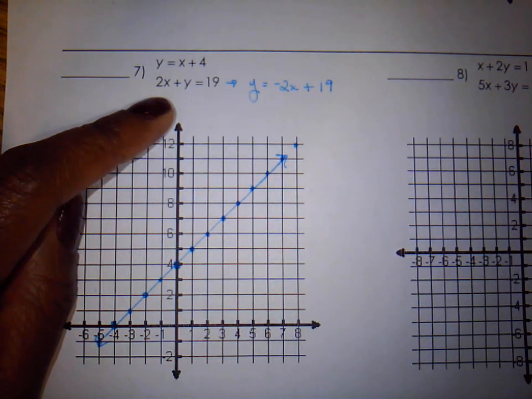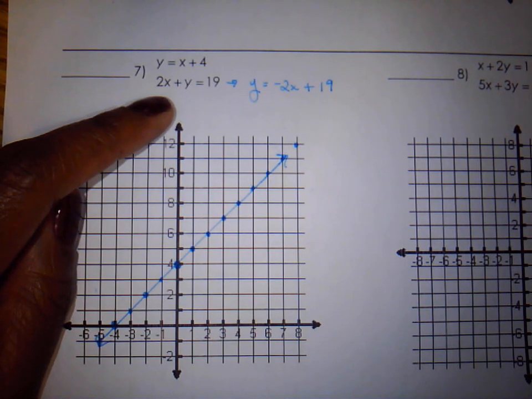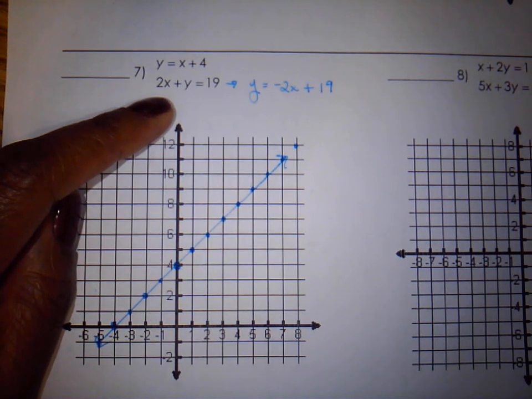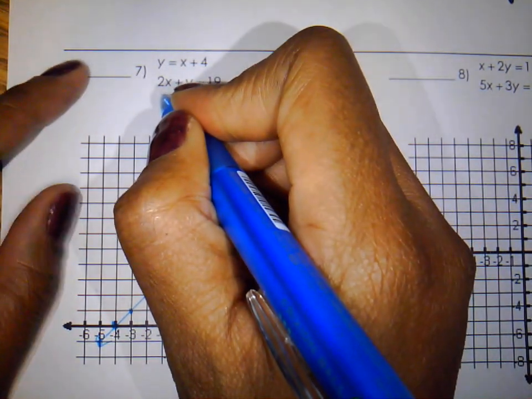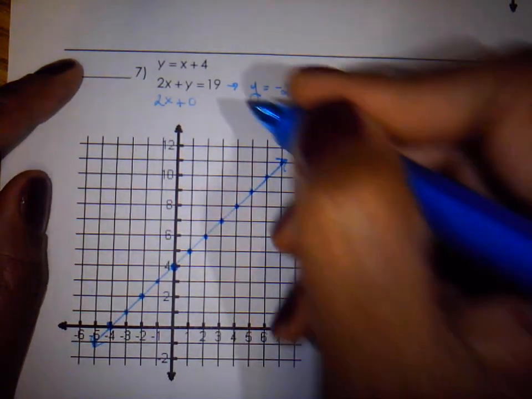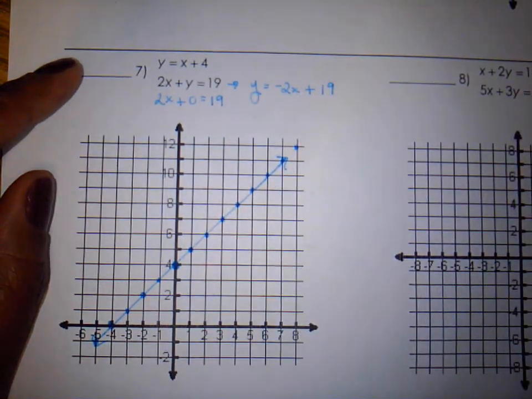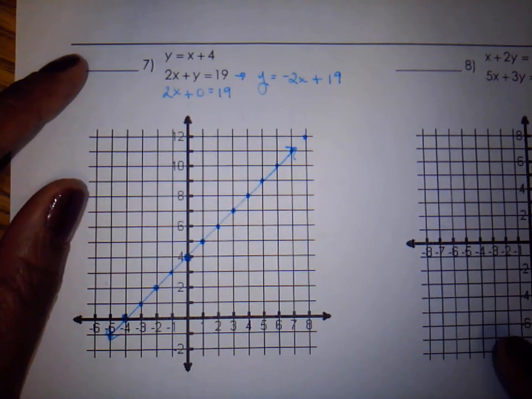In order to find the x-intercept, all you have to do is plug in 0 for y. To find the x-intercept, so that's where the line crosses the x-axis, right? What did I just say? To find the x-intercept, plug in 0 for what? Y. Okay. So I would simply say 2x plus 0, remember, y is 0, equals 19. And is this going to be weird? Yes. But you'll be okay.